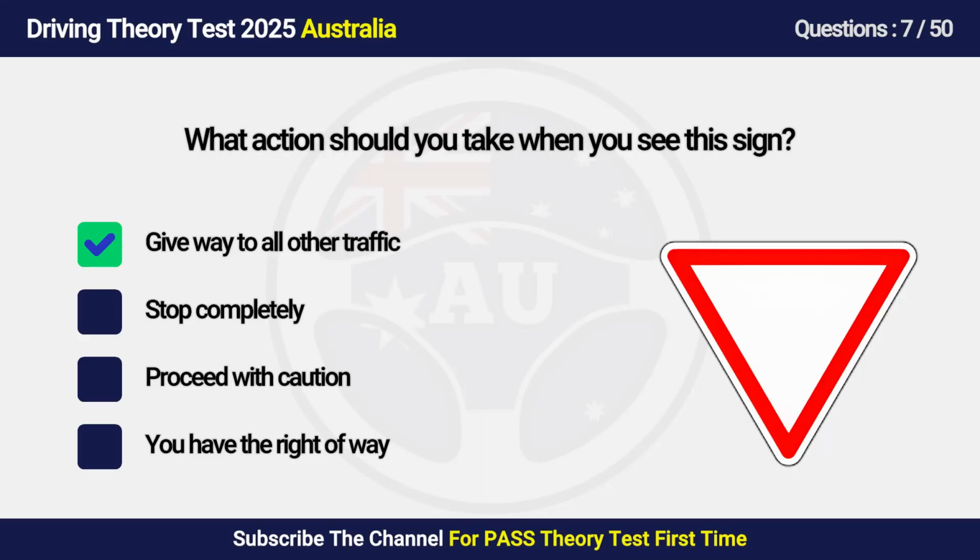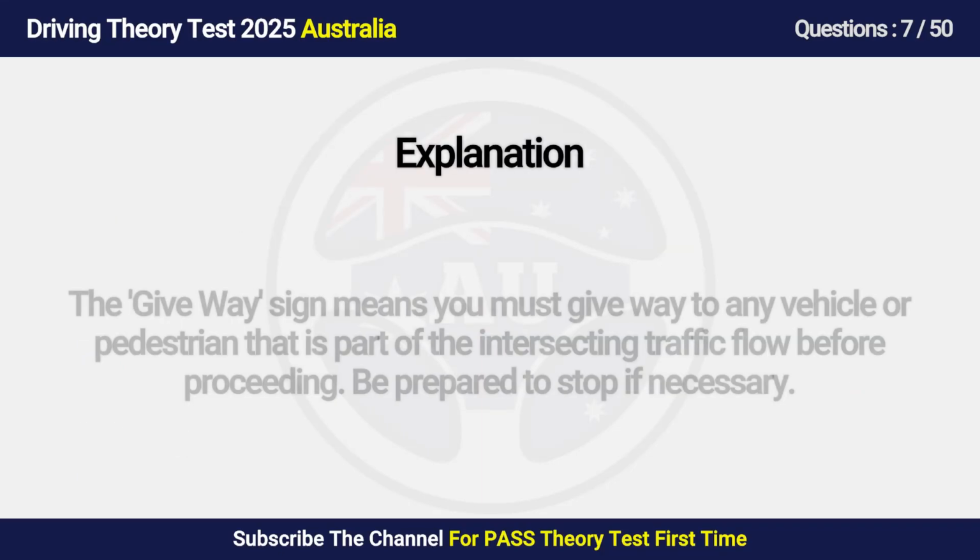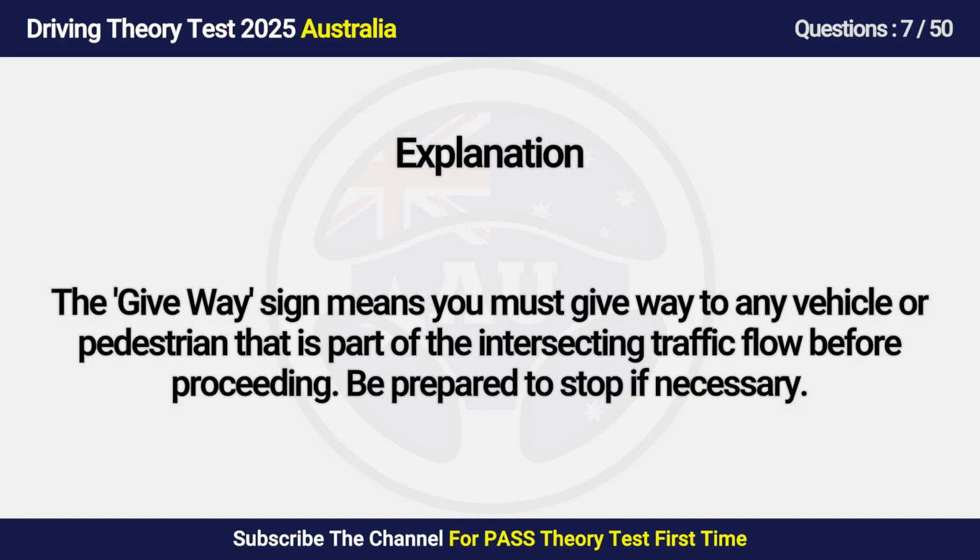Answer is A. Give way to all other traffic. The give way sign means you must give way to any vehicle or pedestrian that is part of the intersecting traffic flow before proceeding. Be prepared to stop if necessary.